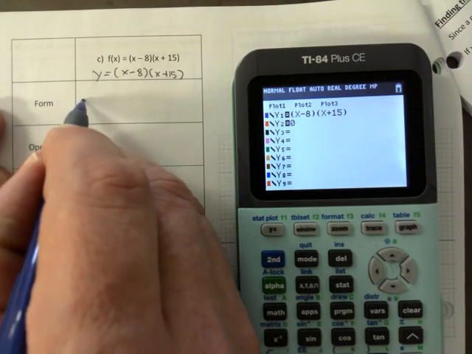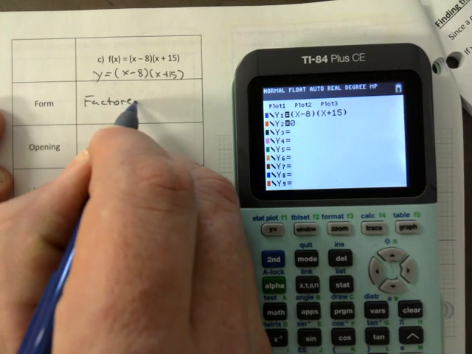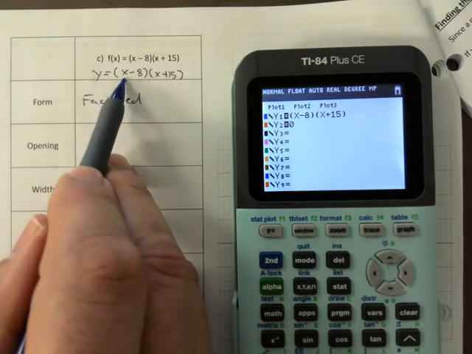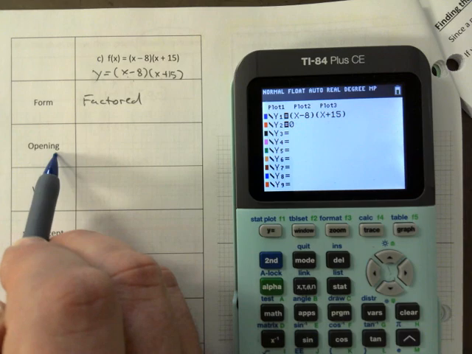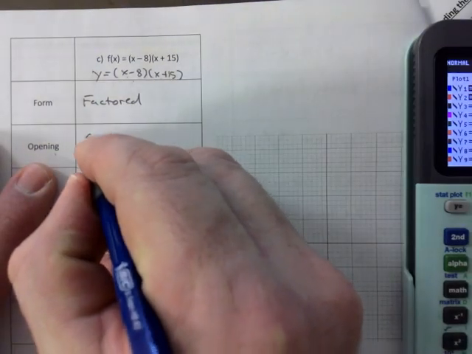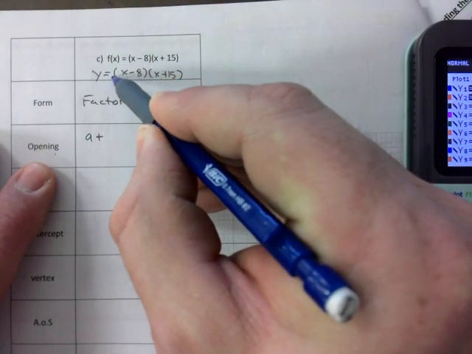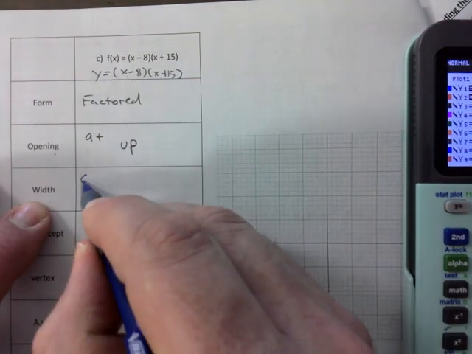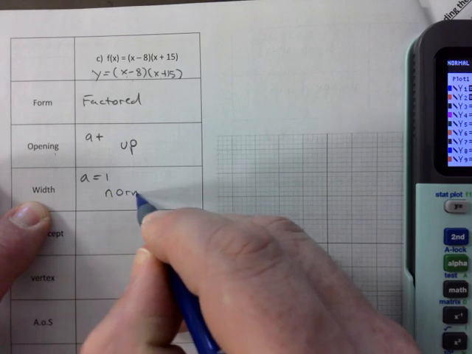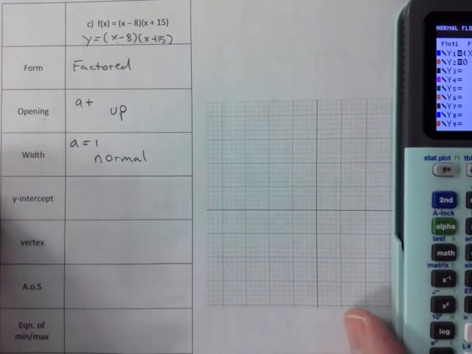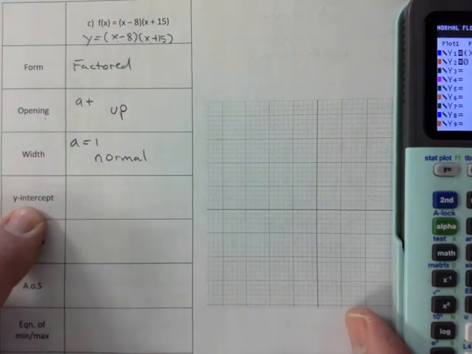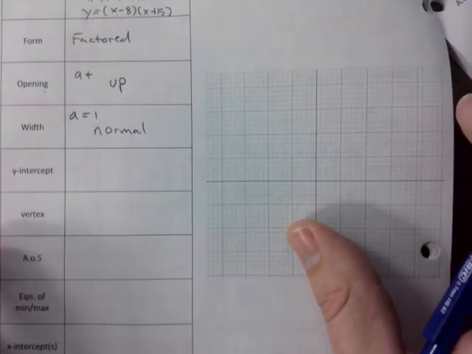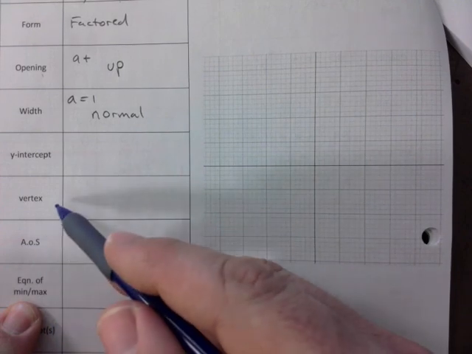And so let's see here. This is actually factored form. There's the vertex form, which has just one bracket. Factored has both brackets. And the opening: A is positive, correct? Because A is right up front always. That's where A is located. So it'd be pointing up. The width, A is equal to 1, so this is a normal width. The y-intercept, you need to use your calculator for that one. Vertex, you need to use your calculator for that one. Axis of symmetry and equation of min-max, we get out of our vertex.